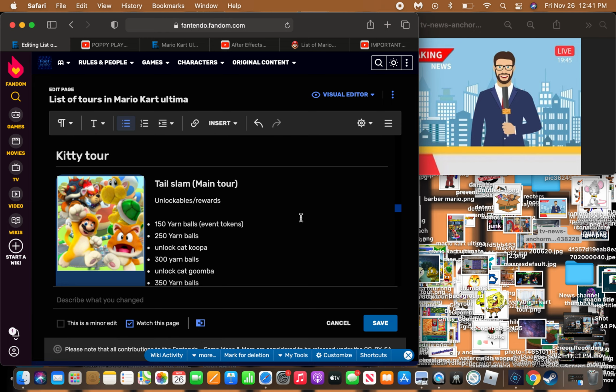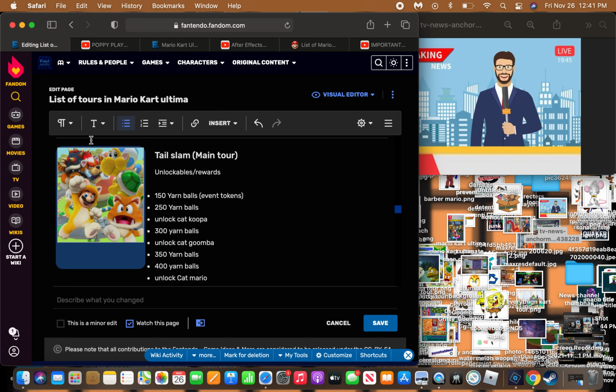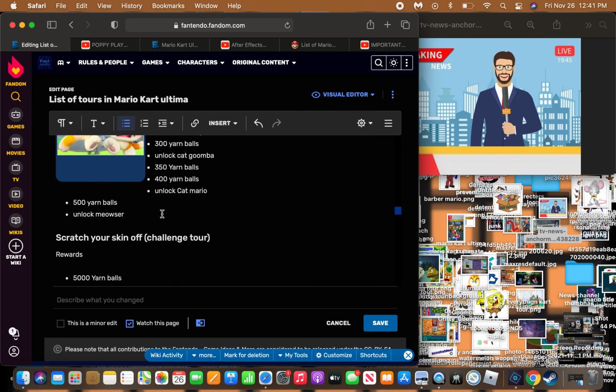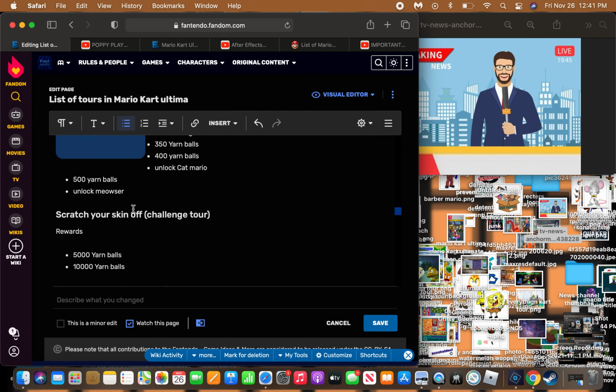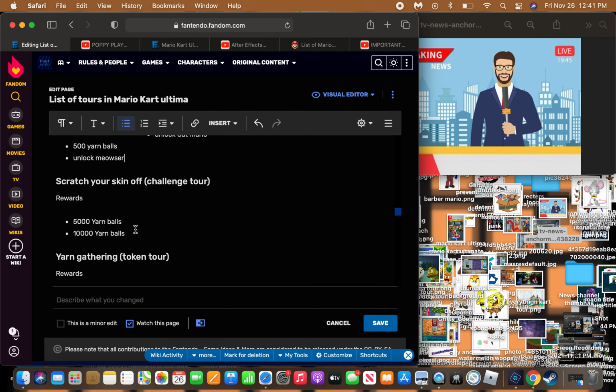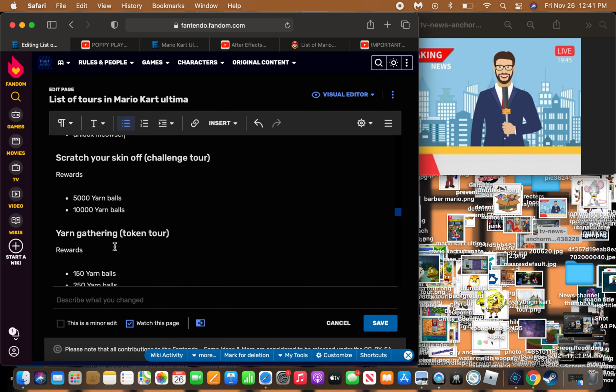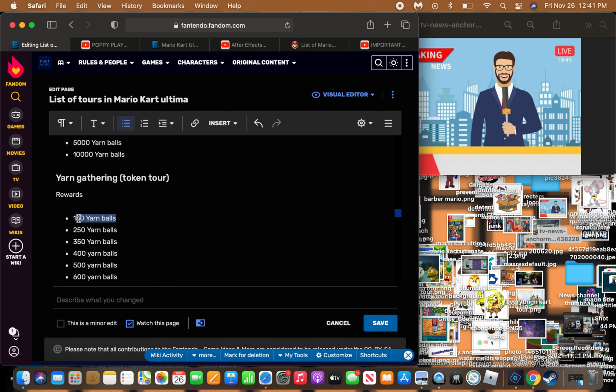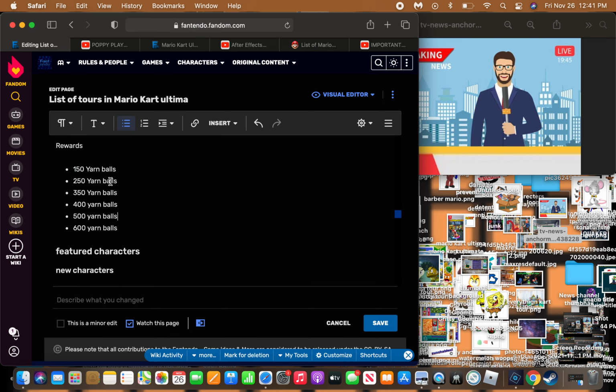And you're gonna unlock not one, not two, not even three, but four new characters. Cat Koopa, Cat Goomba, Cat Mario, or Cat Meowser. If you want the challenging one, you can do the Scratch the Skin Off Tour to get up to 10,000 to 15,000 yarn balls. That's a lot. Token, or use the Yarn Gathering one to get the total amount.